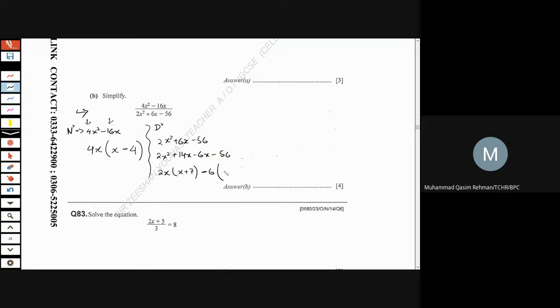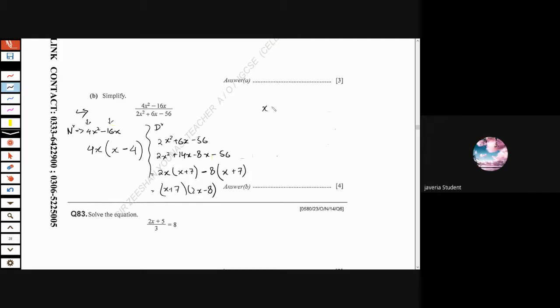Sir, you've written the wrong number. It's minus 8x. Where? Okay, yeah. Thank you. It's 8. Thank you so much. This is 8. So x and 8 times what is 56? 7. Thank you. Okay. Now you take common from these, which is x plus 7. You're left with 2x minus 8.